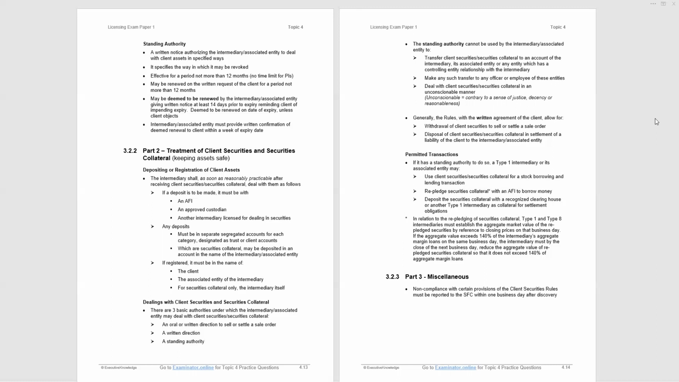Now, that material is pretty detailed. The best way to cover it, read through it. It's not going to make 100% sense immediately. Read through it again and do the practice questions that relate to client securities rules.